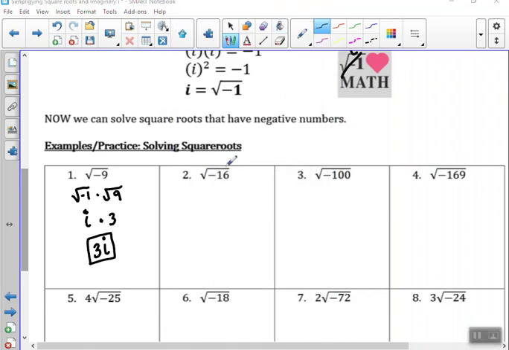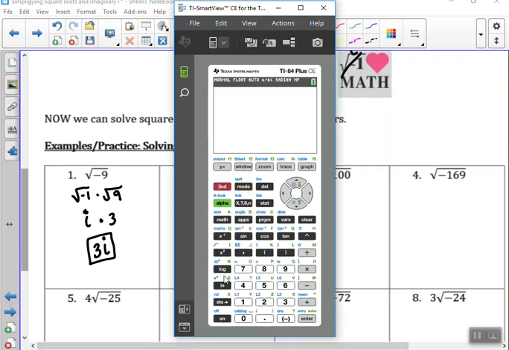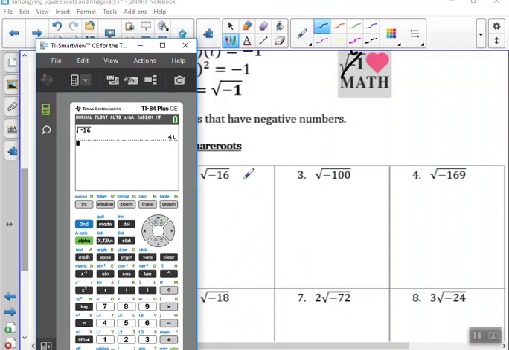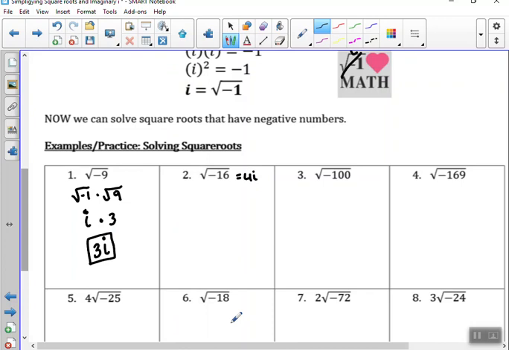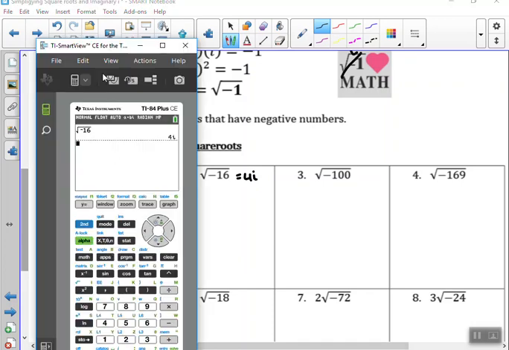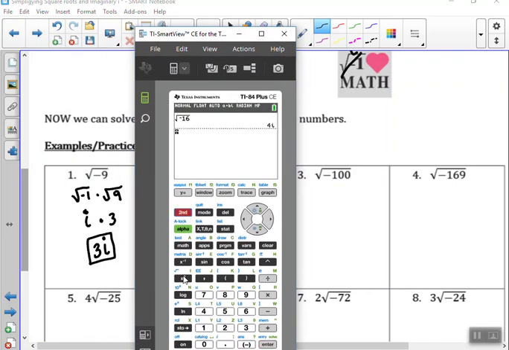Now, once I'm in my A plus BI mode, I can just plug this in my calculator and it'll give you the I. So square root of -16, it calculates it for you and you get 4I. Then let's do square root of -100. That should say 10I. Do you guys know the square root of 169? 13. So this should say 13I. And the I is because of the negative.